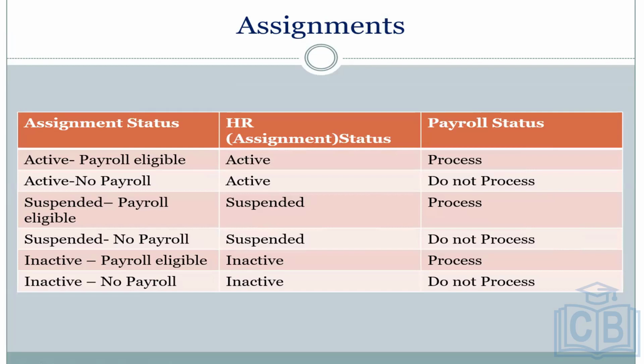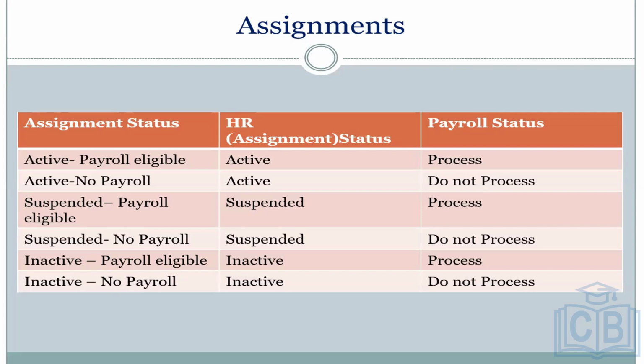The payroll is processing. Active no payroll means the HR assignment status is active and the payroll status does not process. Assignment status suspended means payroll eligible is suspended and payroll status is not processed. Suspended no payroll is suspended, do not process. Inactive means payroll eligible is inactive, HR status is inactive, and payroll status is do not process. So when the assignment status is inactive, the payroll status does not process the payroll.